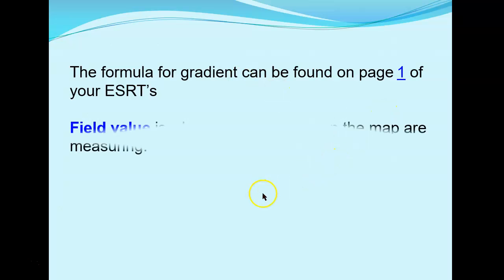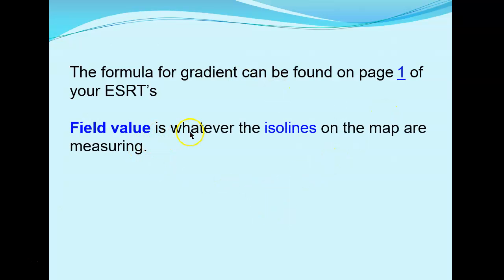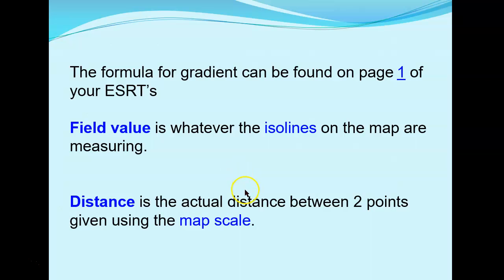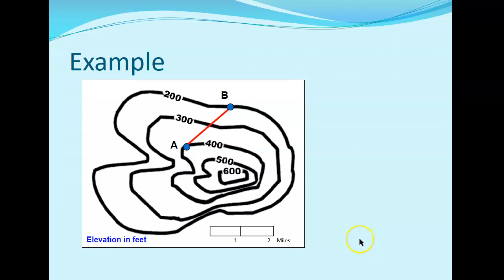Like I said, it's found on page 1 of your reference table. Now field value is whatever the isolines on the map are measuring, like I said, the elevation. And then distance is the actual distance between the 2 points given using the map scale. Every once in a while, they actually just give you the distance. But usually, you have to figure the distance out by using the map scale. So, here's an example you have here in your notes. You have this hill. I know it's a hill because the loops are getting smaller and the values are getting bigger.